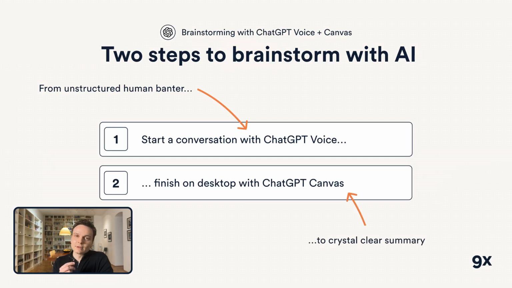Step 2, we want to get a crystal clear summary that we can share then with people. And for that, we head to Canvas and we prompt ChatGPT to generate a summary. So that's the workflow, as simple as it gets. Before we look at an example conversation where I ran through this exact workflow recently, let me give you some background. I use ChatGPT multiple times a day to brainstorm.